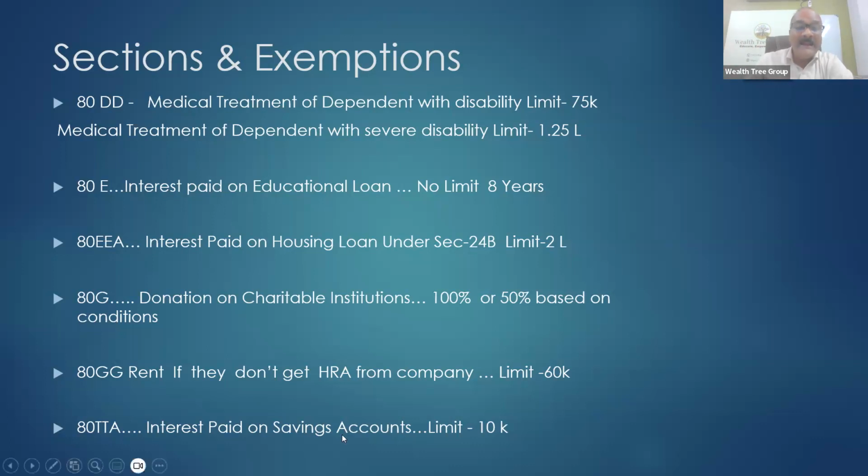And 80TTA, interest paid on savings accounts. We all maintain a lot of savings accounts, and there will be some interest and some bank charges. Up to 10,000 you can claim in this section. So till now these are the exemptions, and there are specific exemptions. I don't think we need all those in depth, because it's a case-to-case basis. But general deductions are these.